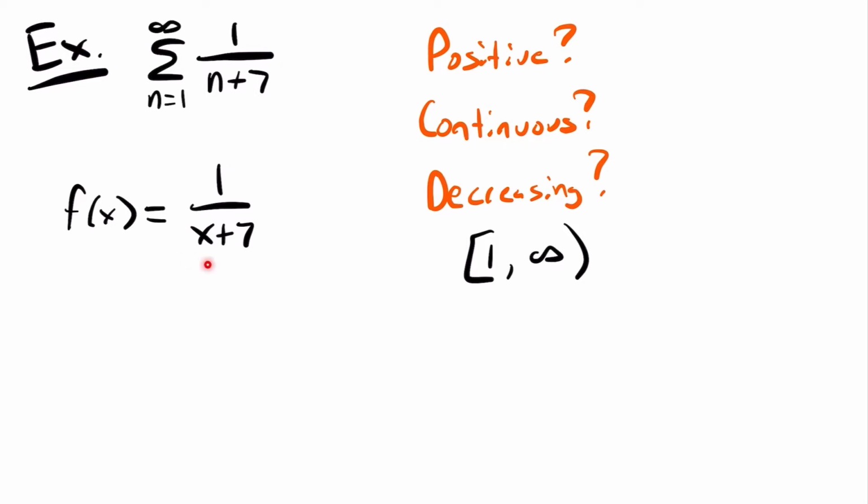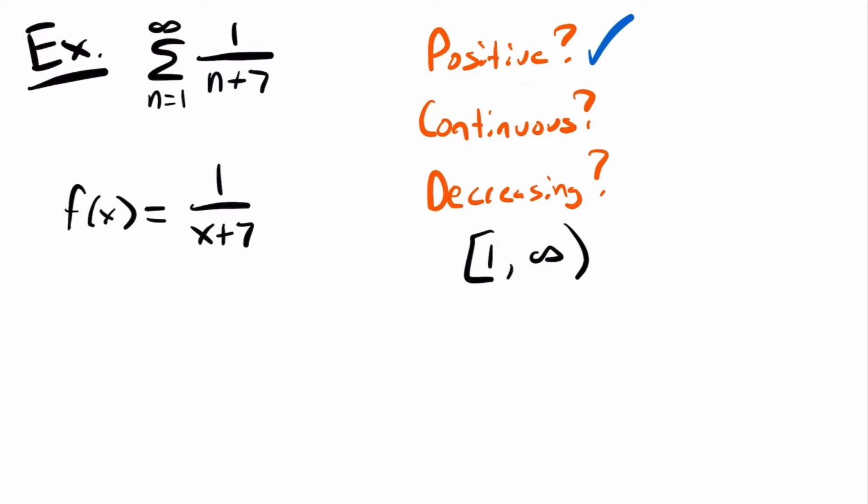Let's determine if this function is positive to start. If you take a look at this function, are there any values of x for this interval that, if we plug them into the function, would give us a negative result? We have 1 divided by x plus 7. All the values of x we're working with here are positive values of x from 1 to infinity, and so a positive value plus 7 is always going to be positive. So you have 1 divided by a positive value, and this function will always be positive for the values of x from 1 to infinity. And so that checks out.